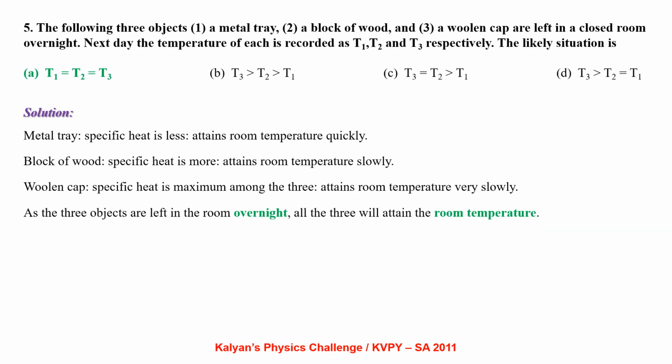The following three objects: 1. a metal tray, 2. a block of wood, and 3. a woolen cap are left in a closed room overnight. Next day the temperature of each is recorded as T1, T2 and T3 respectively.